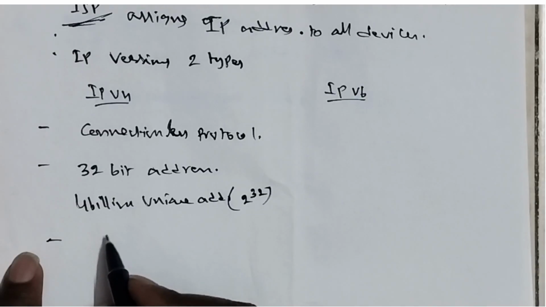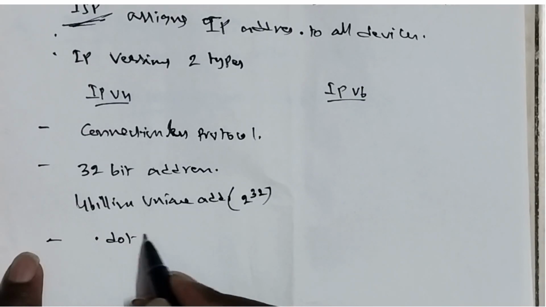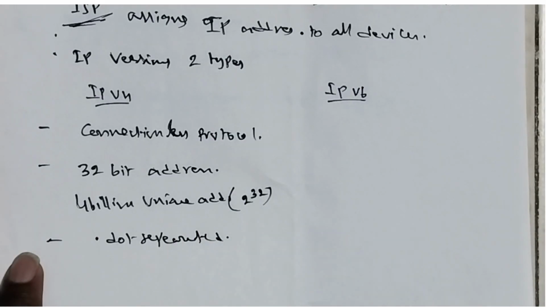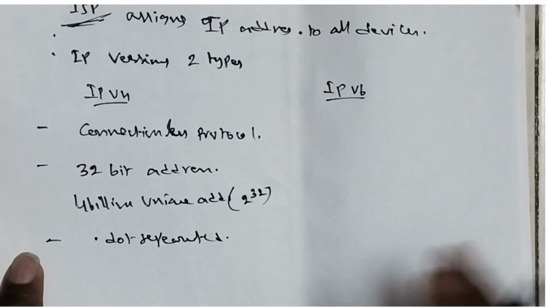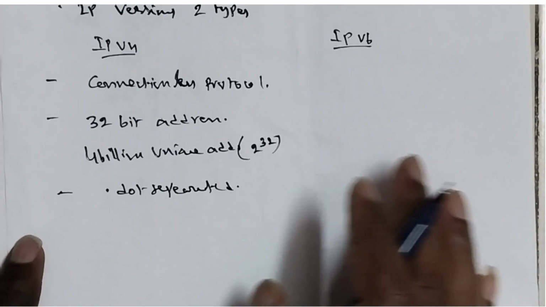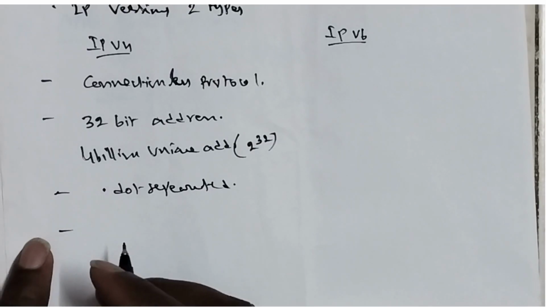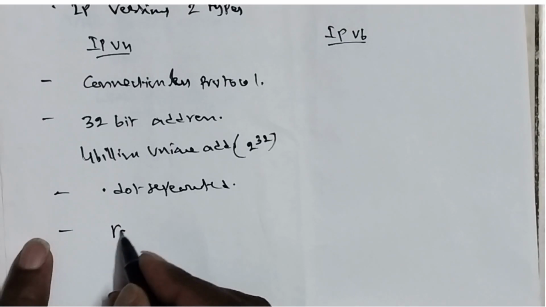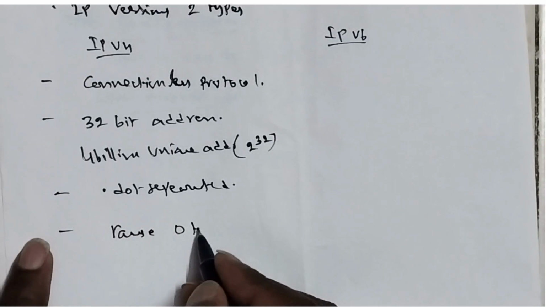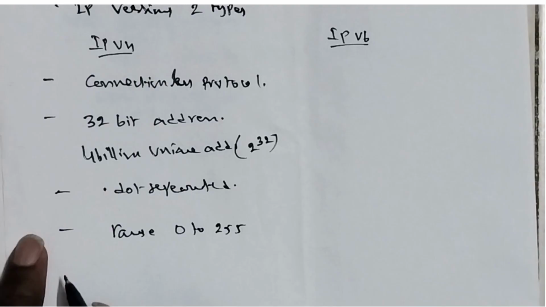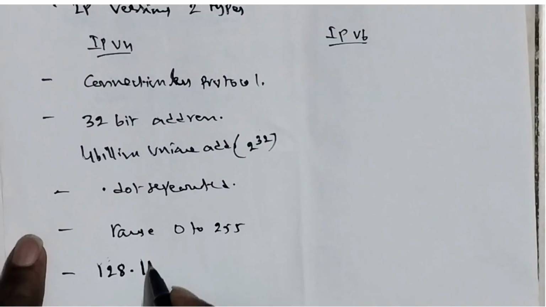The dot separates the four numbers. Each of these parts is called an octet, that is, a byte. Each number in an octet can range from 0 to 255. An example of IPv4 is 128.11.3.31.